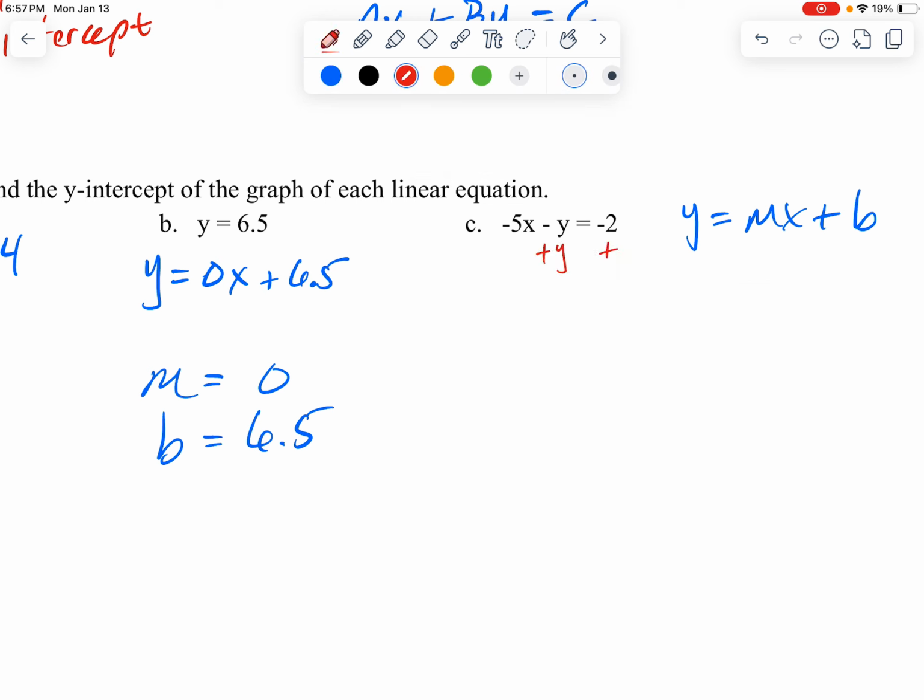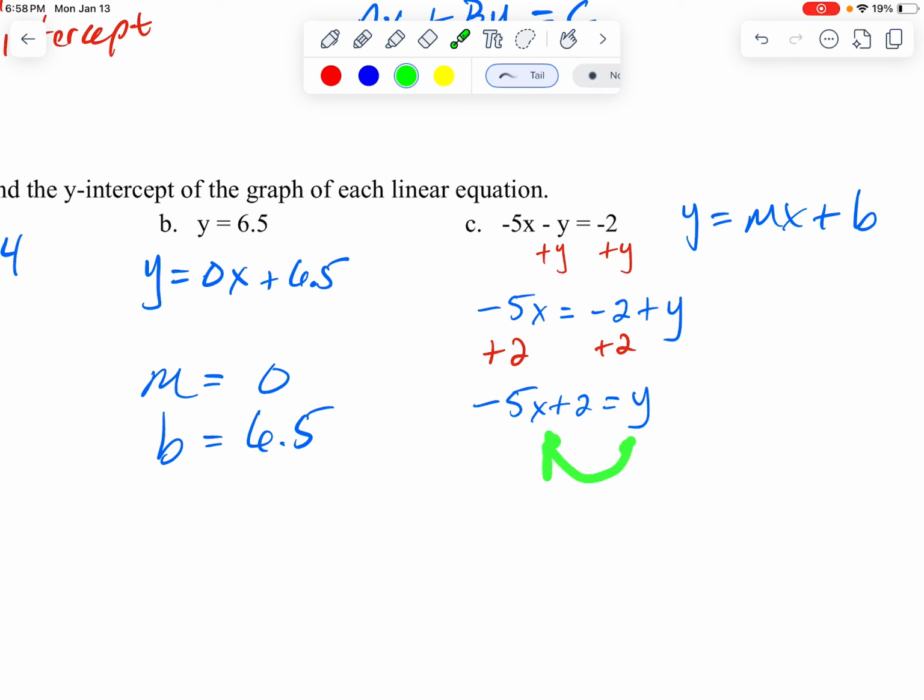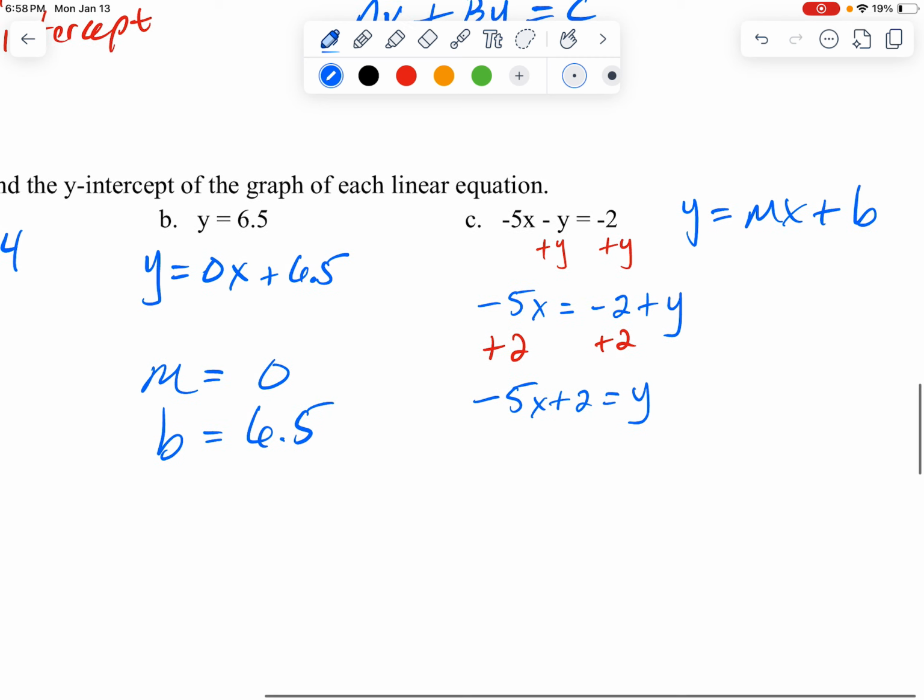Because if I add y to both sides of this equation, negative 5x equals negative 2 plus y. Now I've got my positive y. I just need to get rid of this negative 2. And I can do that by adding 2 to both sides. So, negative 5x plus 2 equals y. And whenever we have an equation, I can always flip what's on each side of the equation without changing anything. So y equals negative 5x plus 2.